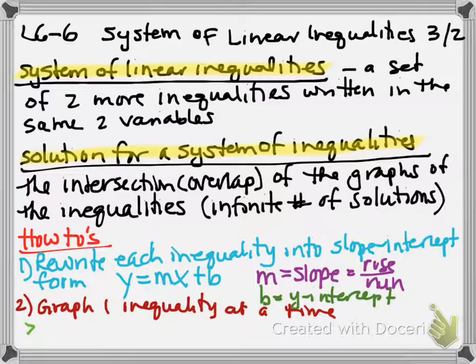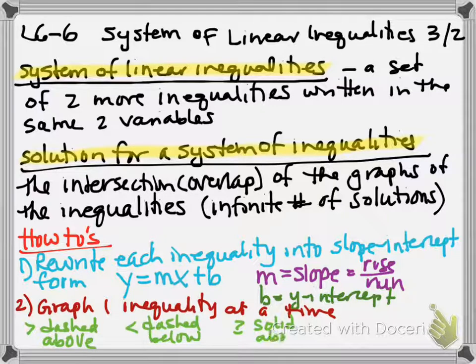If my inequality is greater than, what does my line look like, and where do I shade? This is dashed, and what's the other one? Above. So greater than means above. So physically above. And then if it's less than, dashed, below. Greater than or equal to? Solid, above. And less than or equal to? Solid, below. Okay.